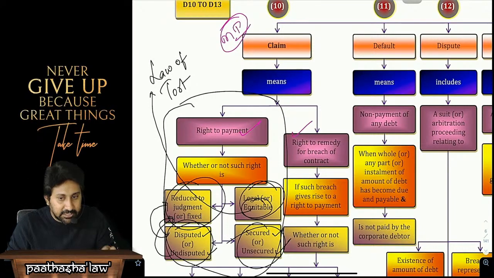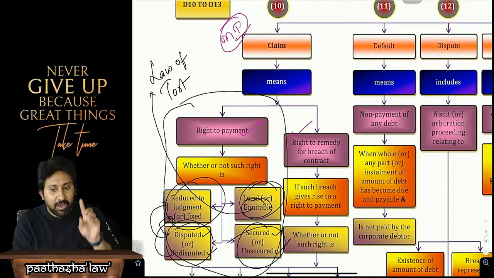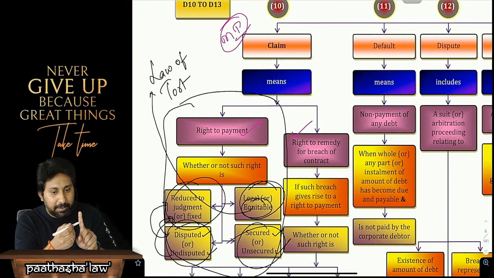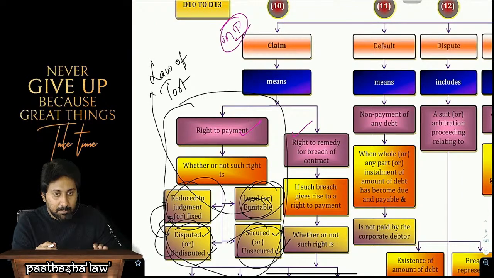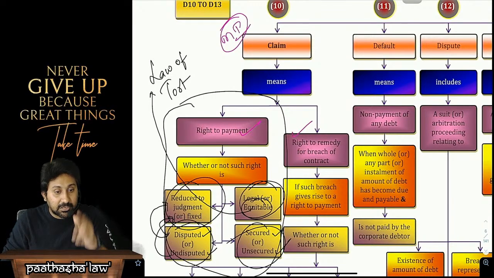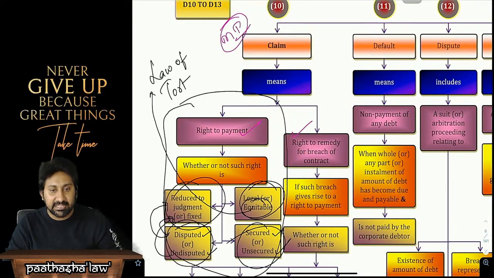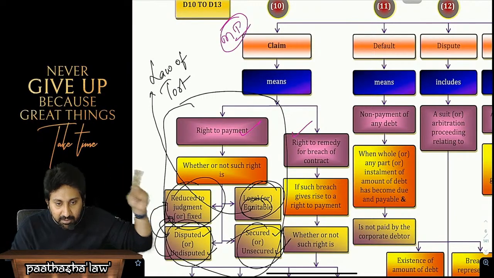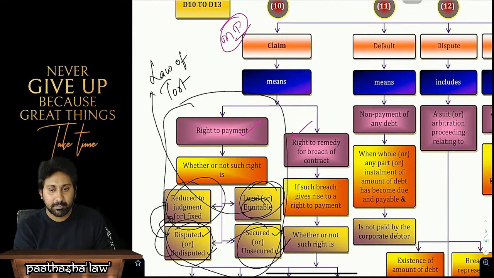Because of breach, two types of situations will come. Number one, because of breach, the contract will be cancelled. Because of cancelling the contract, I will get some loss. That loss the company has to repay. If that amount of loss caused to the other party because of the company exceeds 1 crore, it becomes an equitable debt on the face of the company.